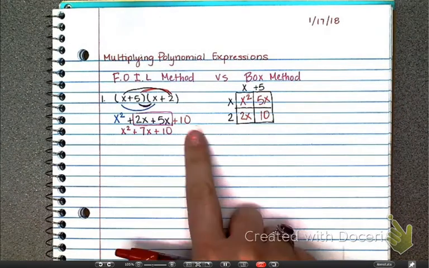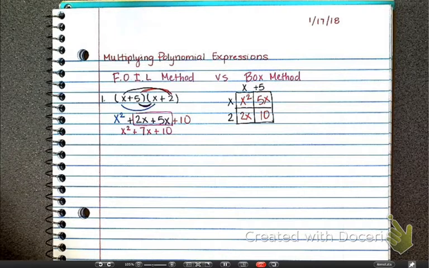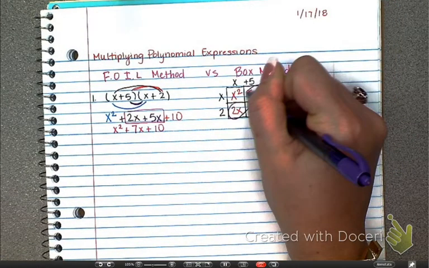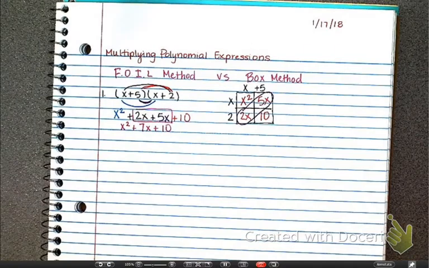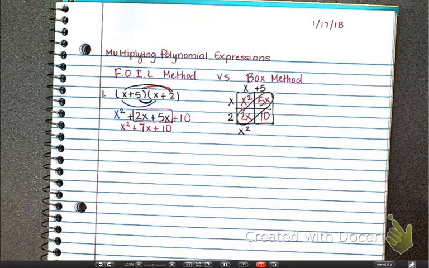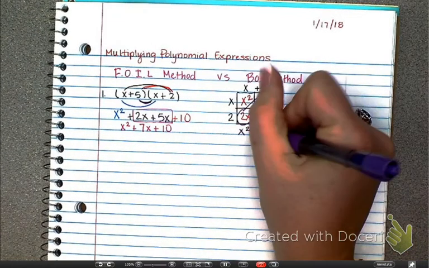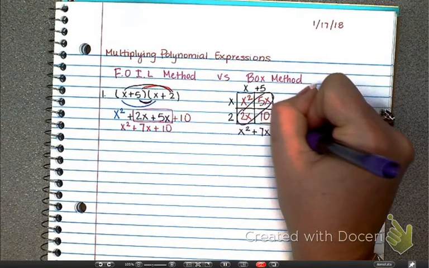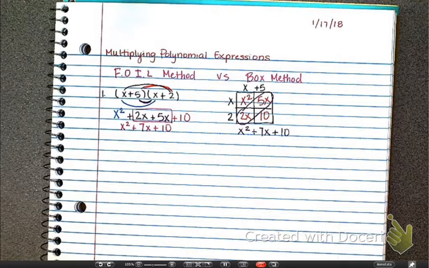Okay, I get the exact same terms I got when I did the FOIL method. Now you'll notice that your diagonals are your like terms. To get out of the box, you add or you combine like terms. There's nothing to combine with x squared, so I'm going to rewrite it. 2x plus 5x is 7x, and then that 10 attaches. So to get in the box, we multiply. To get out of the box, we combine like terms. Okay?